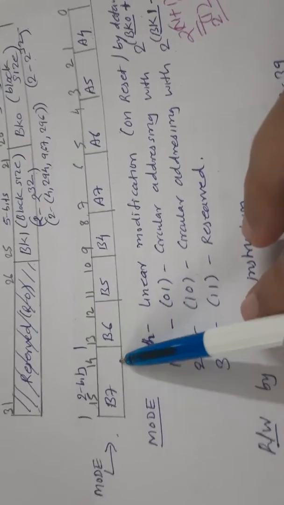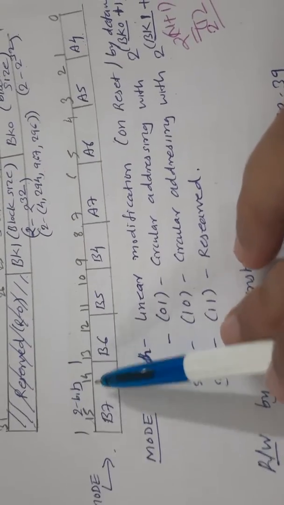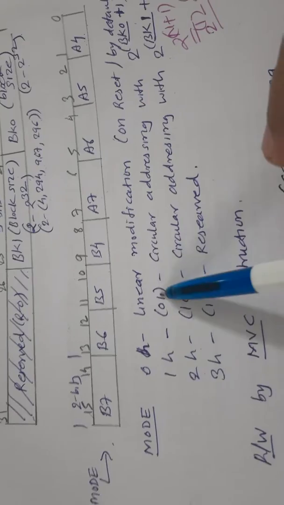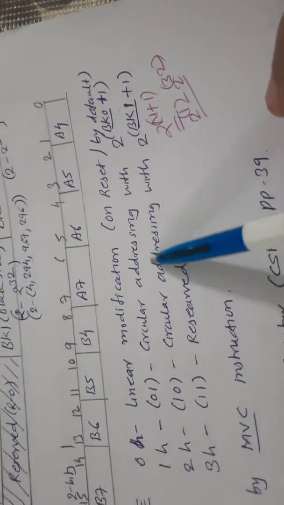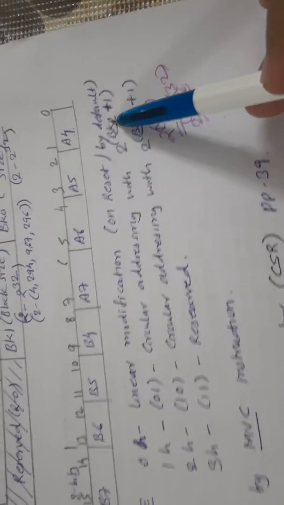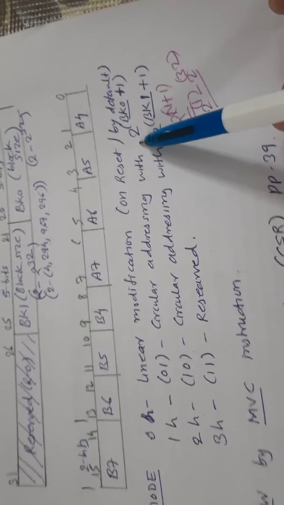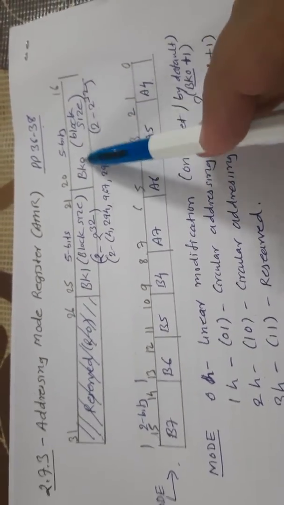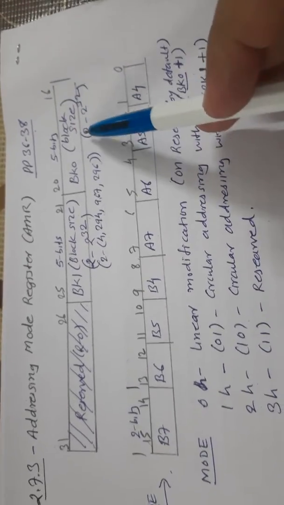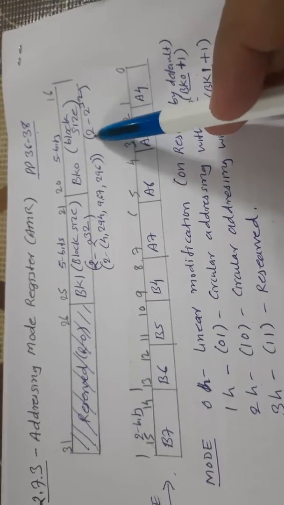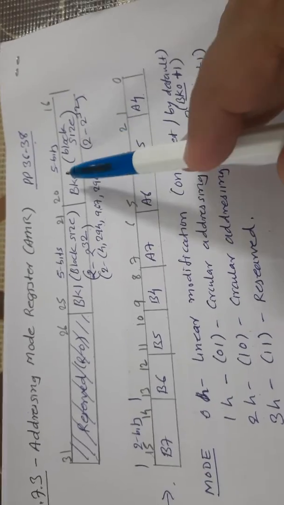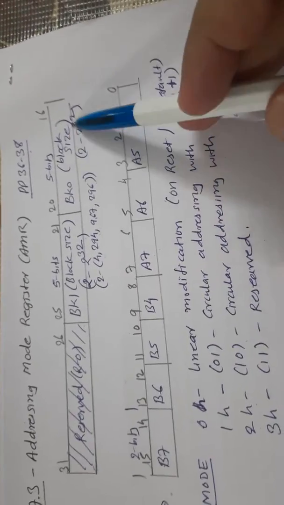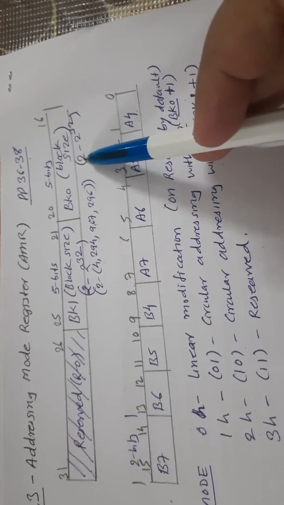Now when these 2 bits for B7, that is bit number 14 and 15, are selected to be 1H, that means 0 and 1, then circular addressing mode with BK0 field will take place. Now in BK0 field, as I told you, if it is all zeros, then it will be 2 raised to n plus 1, where n is equal to 0. So n plus 1 is 1, so 2 raised to 1 means 2.